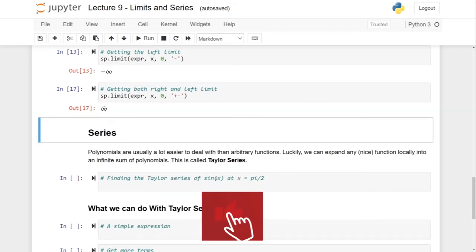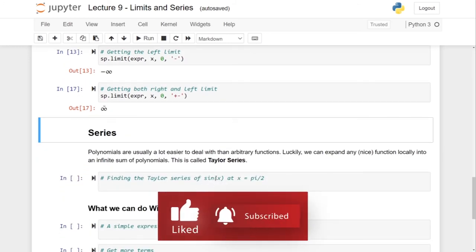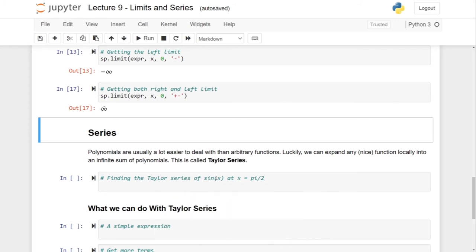Okay, so let's move on to series. Series, also called series expansions, are a way to expand really tricky arbitrary functions into polynomials. Polynomials are usually a lot easier to deal with than arbitrary functions, and luckily we can expand any at least reasonably nice function into an infinite sum of polynomials. This is what's called the Taylor series, or the Taylor series expansion.